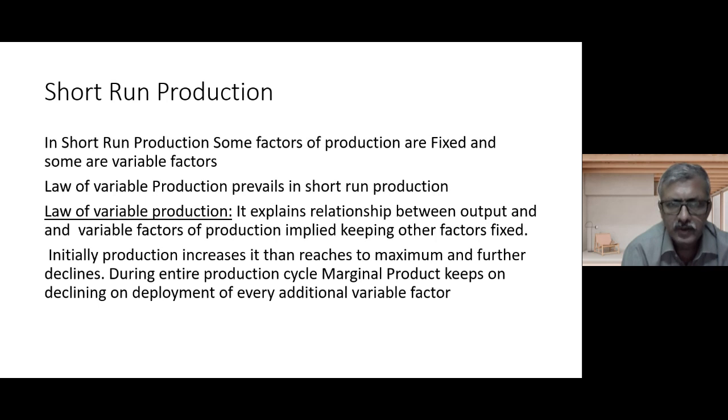So, what is law of variable proportion? Law of variable proportion explains to us that keeping fixed factor intact, whenever we change the variable factor, the output first increases, it reaches a maximum, and then further it declines because of the reason of diminishing marginal product. अब इसको हम जरा ग्राफ से समझते हैं.